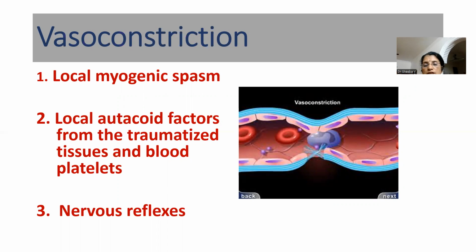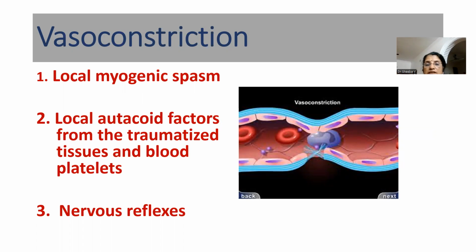When an injury occurs, at the injured site there is narrowing or constriction of the vessel. This reduces the loss of blood through that injured site. This is done by local autocoid factors, blood platelets, and also neurogenic reflexes, nervous and hormonal reflexes. Thus, by constriction, the loss of blood through the injured site decreases.